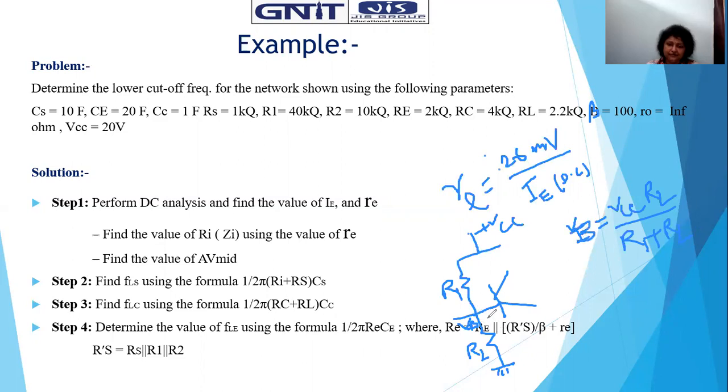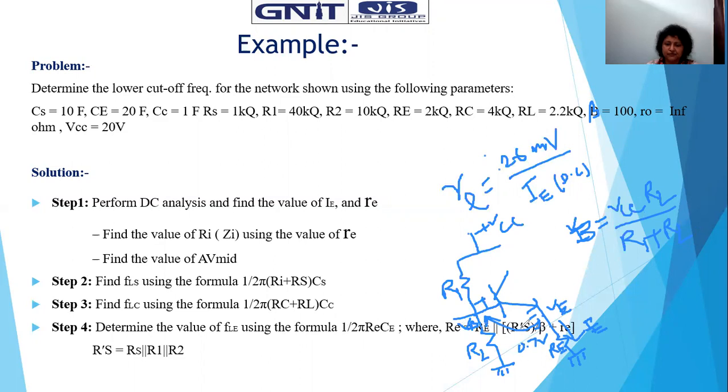Now, after getting VB, and we have the value of VBE. What is the VBE value? That is 0.7. Now, this is the emitter terminal resistance through which the current flows, I, right? So this is RE. So what is the drop against RE? That is called VE.